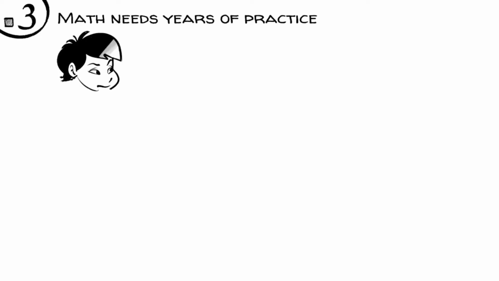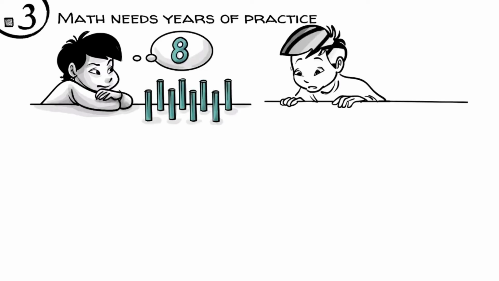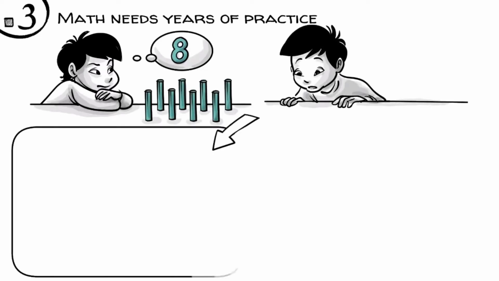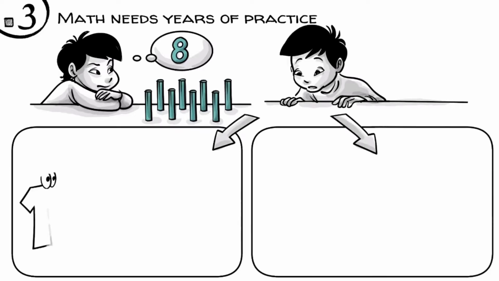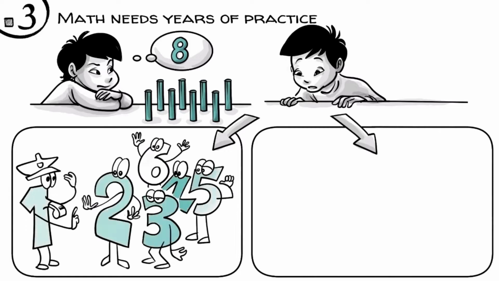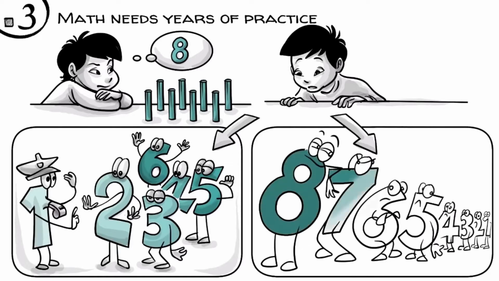Math needs years of practice. This becomes clear when we look at how children learn to understand a number, say 8. Not the symbol 8, but the idea of the quantity of 8. To internalize this seemingly simple idea, children need a lot of practice in 2 skills. First, they need to learn how to create order, and then, later on, how to create hierarchical relationships. Let's look at order first.